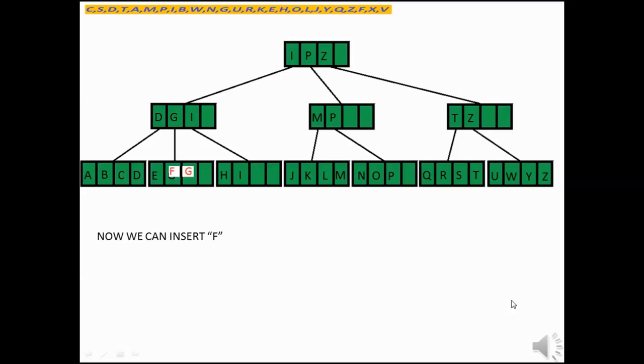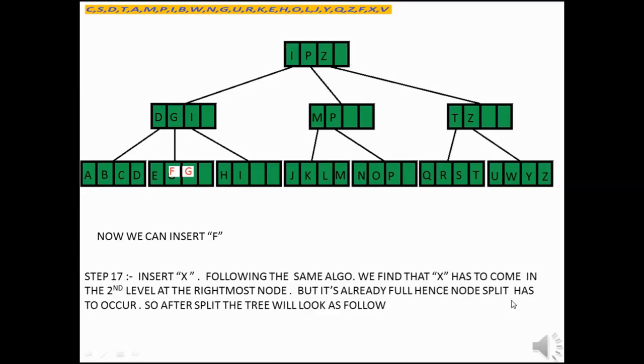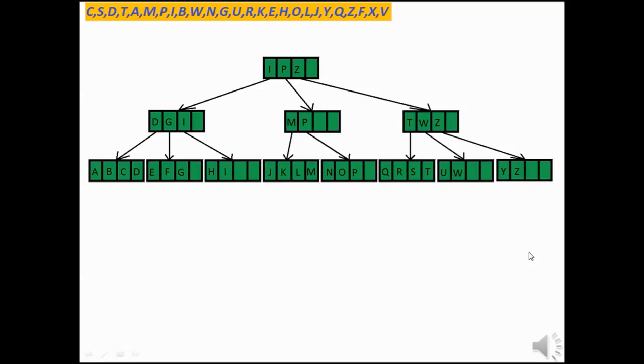After that comes step 17, insertion of X. Following the same algorithm, we'll find that X has to come in the second level at the rightmost node. But there it's already full, hence the node has to split. Again we'll compare with the parent node. In the parent node there is space, hence we can easily split the node. Node split will occur, and after that the tree will look like this, let's see. Now after the split we can easily insert X. One thing to be noted is that in its node X is now the highest element, hence the same has to be reflected in its parent node, that is we will be promoting the highest element to the parent node.